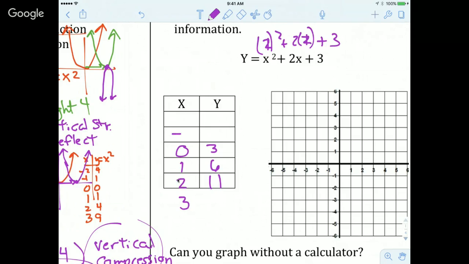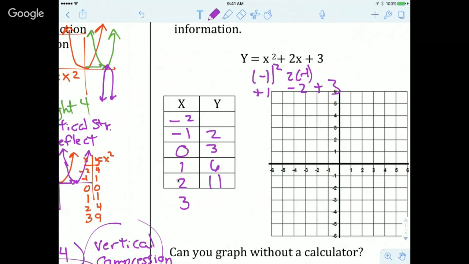Is 0, 3 necessarily my vertex? No. Let's keep going until we can see it actually reflect across each other. Let's plug in negative 1 to the expression. Negative 1 squared is positive 1. 2 times negative 1 is negative 2, plus 3. 1 minus 2 is negative 1, plus 2 is 2. And now let's plug in negative 2. Negative 2 squared is 4. 4 times negative 2 is negative 4. What's 4 minus 4? 0. 0 plus 3 is 3.